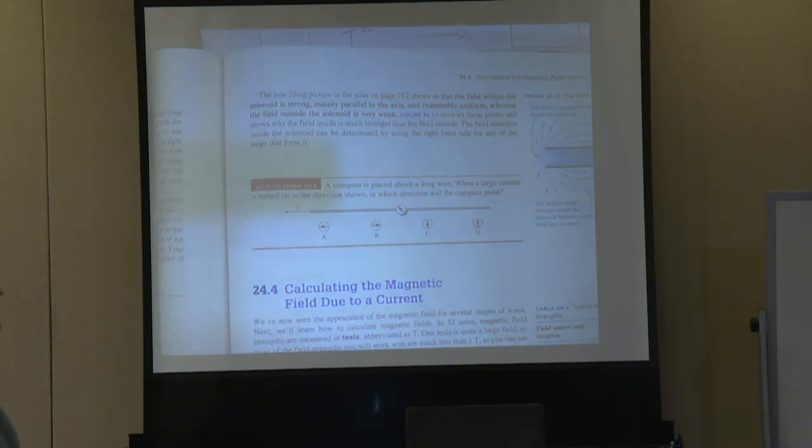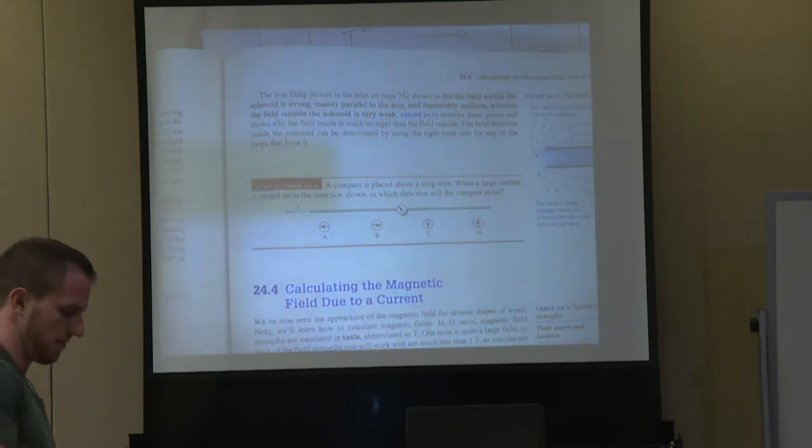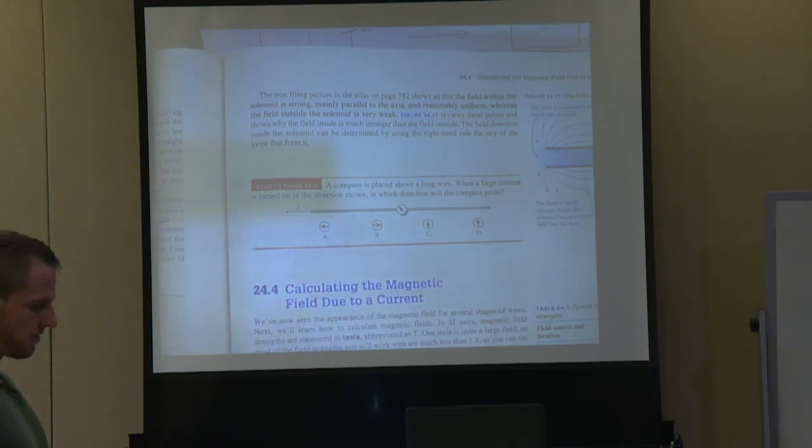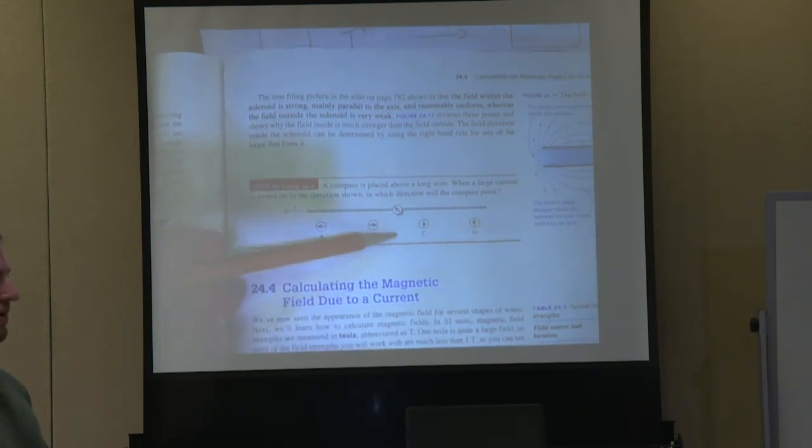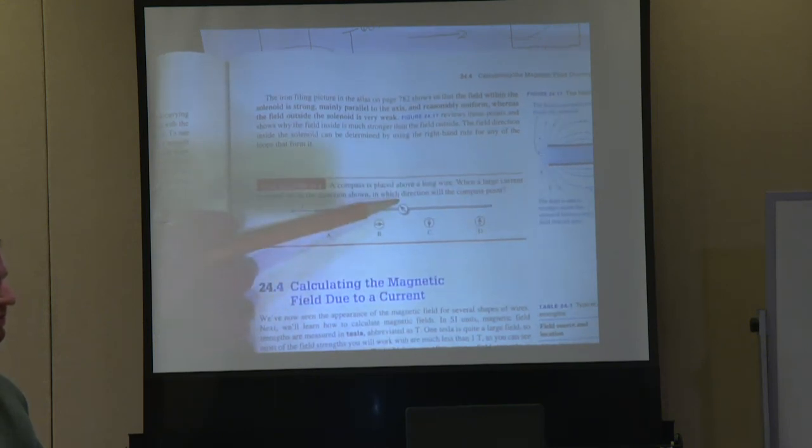The compass is placed above the wire. Let me think of how. So imagine as if you're looking down on the wire. It's going to be forming a circle. So right here, the magnetic field is coming out of the page, and right here, the magnetic field is going into the page.